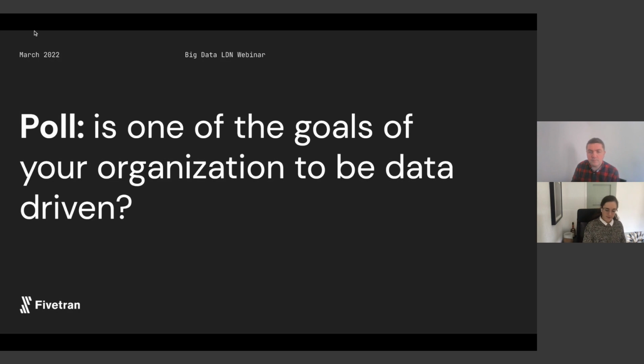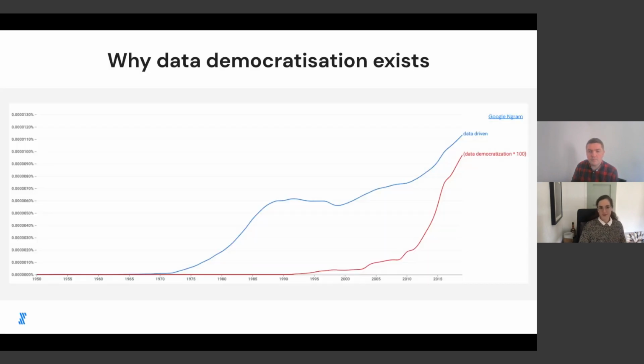So hopefully you're answering that poll, and to be honest, hopefully it's kind of correlating what we're seeing in this graph. So, why data democratization exists? Well, data can tell many different stories. I actually just created this graph using Google Ngram, if anybody's ever come across that. Basically, it tracks the popularity of particular terms throughout general books and literature over time.